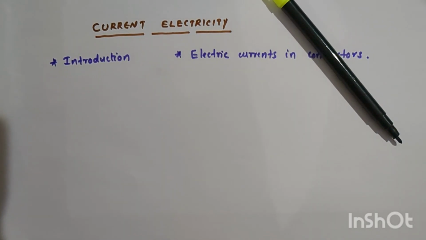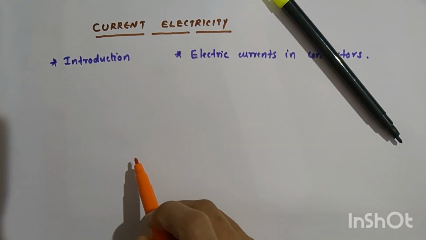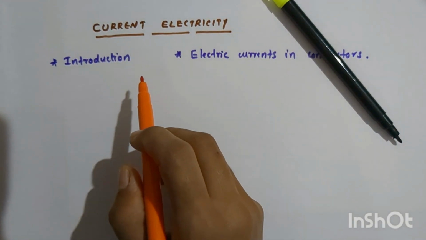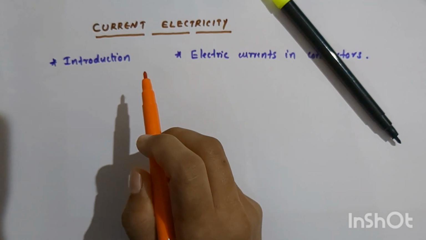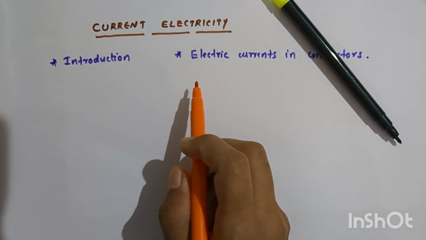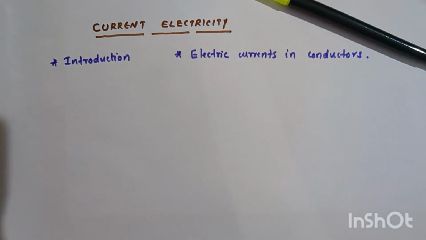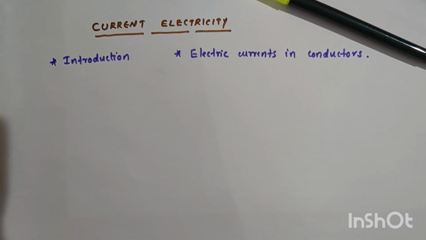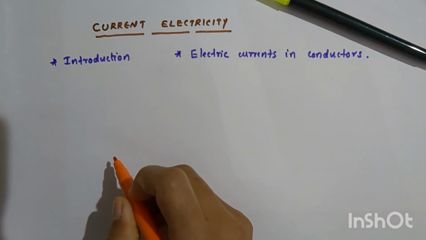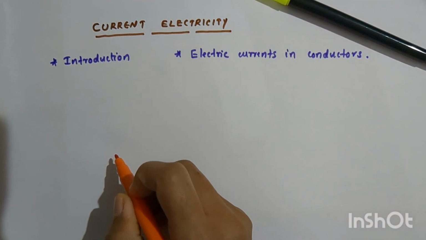Hello everyone. In this video, we are going to discuss the introduction portion of this chapter, Current Electricity, chapter 3 of class 12 physics, as well as electric currents in conductors. We know that the flow of charges in a definite direction constitutes the electric current.